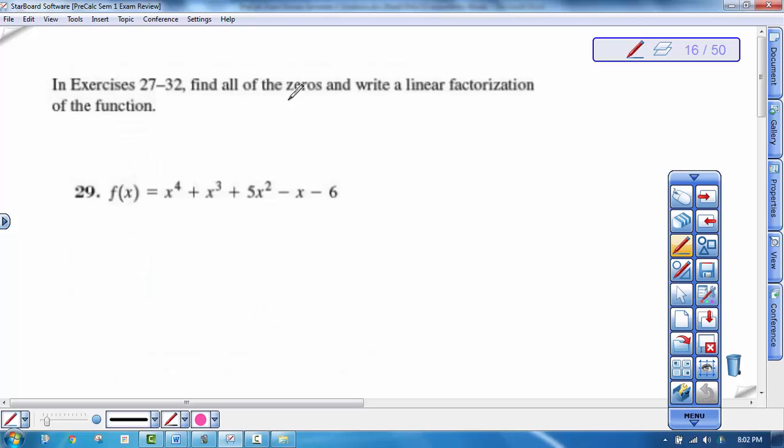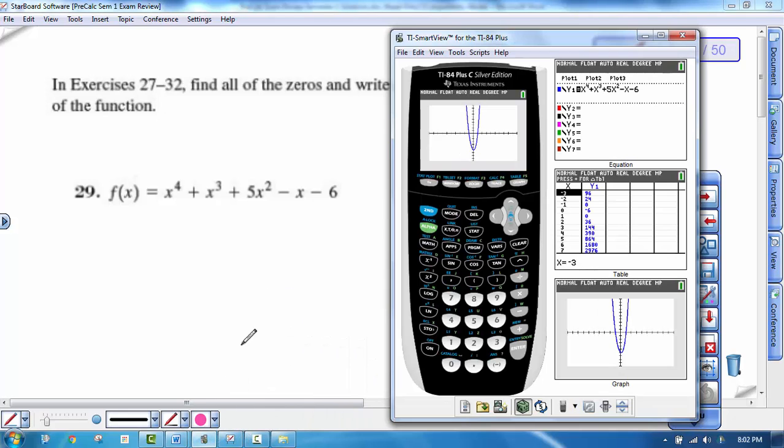The next problem wants us to find out the zeros of this 4th degree quartic function. We can graph this in our calculator, and what we can see is it's got two rational zeros at negative 1 and 1.